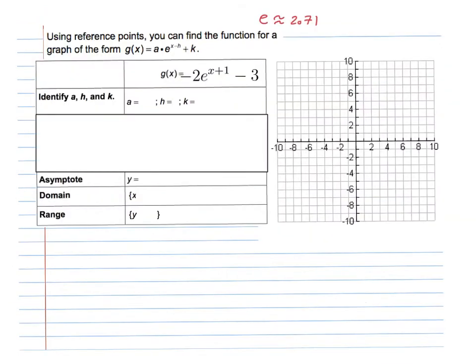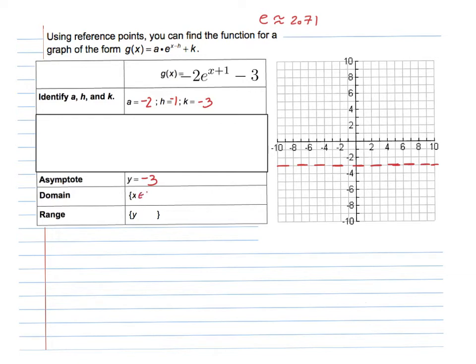So for this one, it's basically the same thing, but I'm asking you to identify parts of the equation of your exponential function. So we know that our a is -2. Our h is -1 because it's going to be the opposite of our h. And our k is -3. It's going to be the same. So we know that our asymptote is going to be -3. So at -3, we have our asymptote, which is right here.